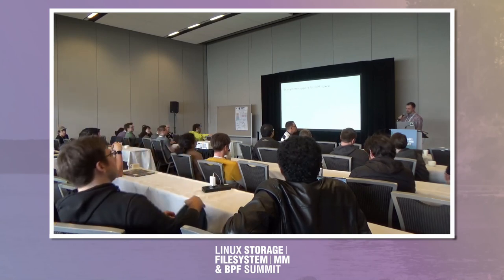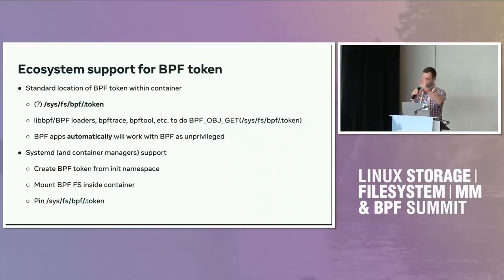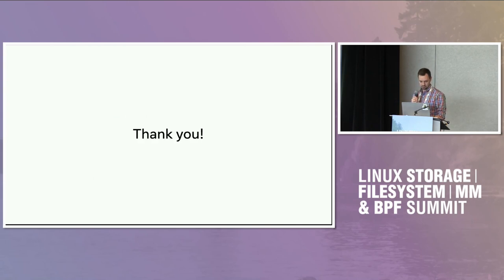Basically, by having an ecosystem-wide agreement that in a typical situation, if this special .token file exists, then libraries and tools will take advantage of that to bypass root permission requirements, basically, right? And then it will be on systemd and whatever solutions to either grant this token and pin it and expose it or not. That's all I had. Thank you.